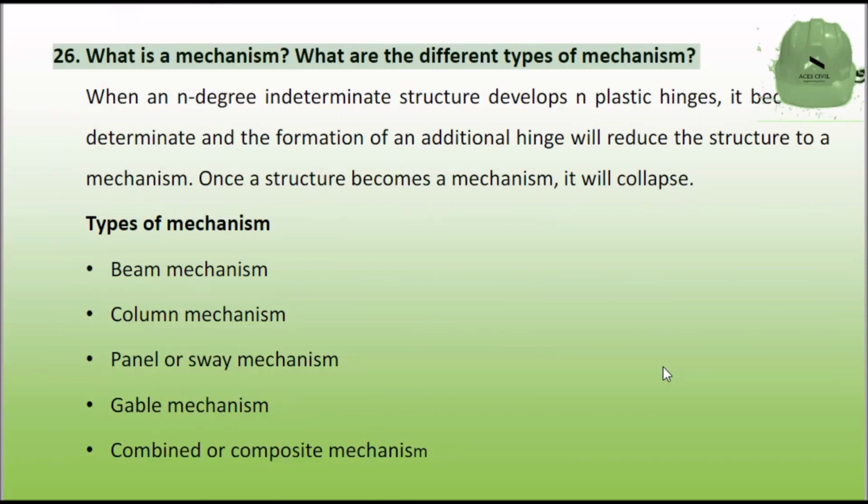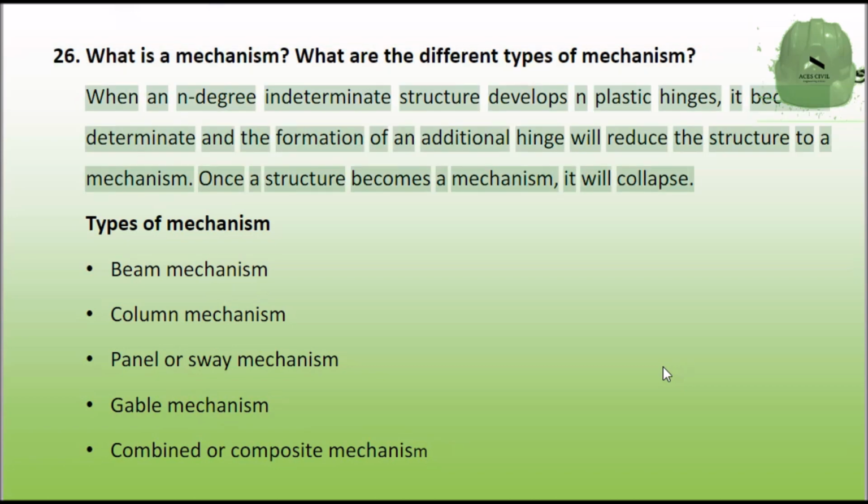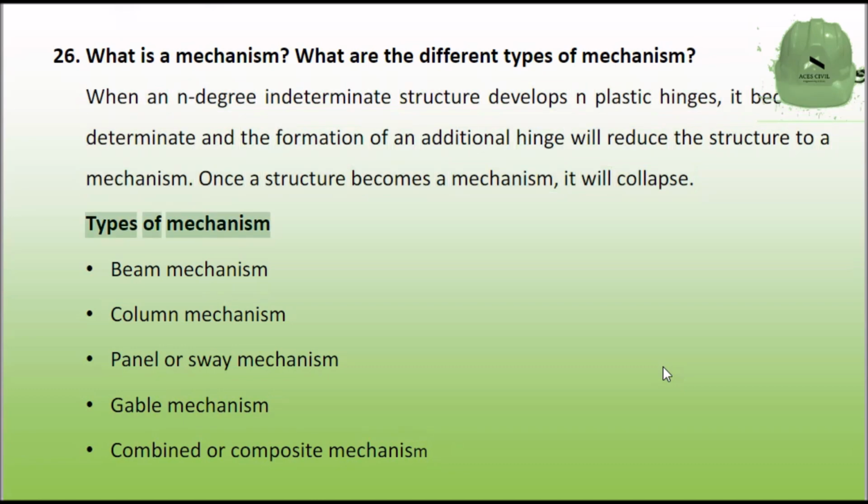What is a mechanism? What are the different types of mechanism? When an n-degree indeterminate structure develops n plastic hinges, it becomes determinate and the formation of an additional hinge will reduce the structure to a mechanism. Once a structure becomes a mechanism, it will collapse. Types of mechanism: beam mechanism, column mechanism, panel or sway mechanism, gable mechanism, combined or composite mechanism.